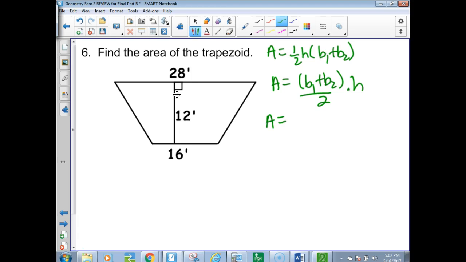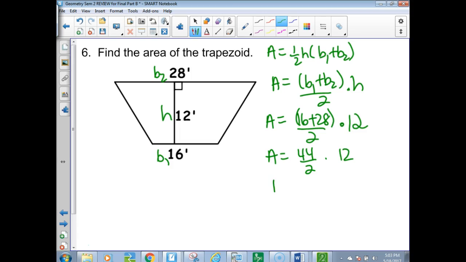The area for this one, since the bases are 16 and 28, we add 16 and 28. Don't forget that the order of operations matters here. We need to add before we divide. And the height here is your 12. Our area then, 16 plus 28 is 44, and we divide that by 2. And then you can go ahead and type that in your calculator, but if you're going to type it all at once, don't forget you must have parentheses in there. This is actually 22 times 12.